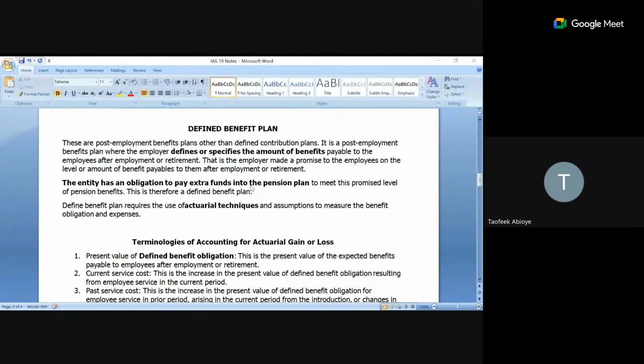How you are going to pay it, you don't know, but you must pay it. You define it and you pay it. But in a defined contribution plan, you just define 10,000. Let's say I'll be contributing 10,000 or 20,000 for 30 years. Whatever amount that 10,000 becomes in the next 30 years is what the employee will collect. At the starting, you are not the one that will define it.